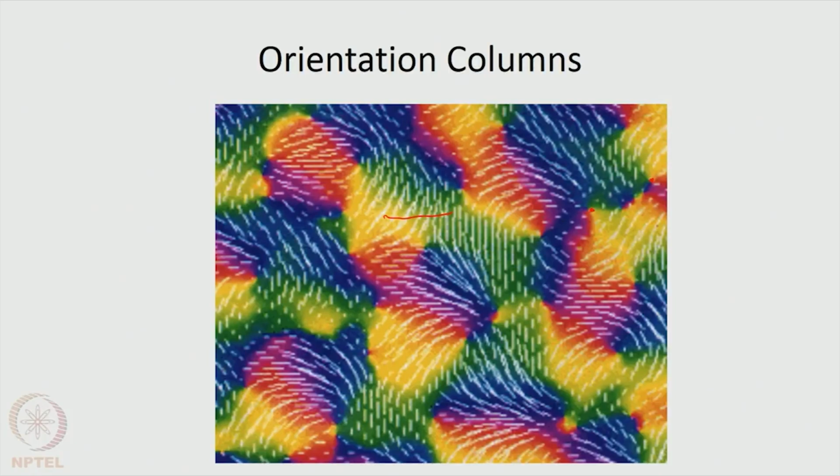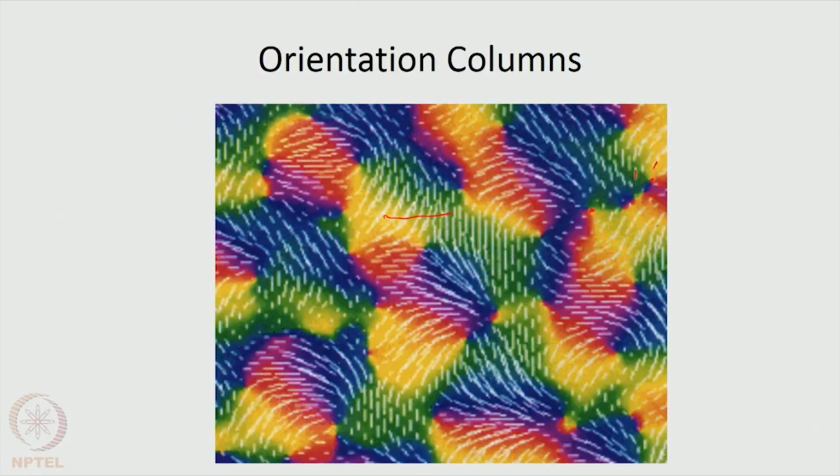These points are mathematically called singularities, and in visual science they are called pinwheels, because they look like wheels with spokes around them. So, at this point neurons respond to all sorts of angles. Because in the neighborhood of this point you have red here, which is horizontal lines, you have yellow here, which is 45 degrees, and green which is vertical, and so on and so forth.